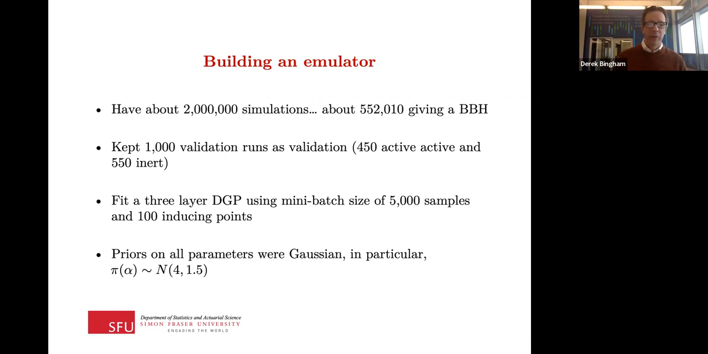We went up to 1,000 inducing points and didn't do a whole lot better. So we actually did a little bit of investigation on that. And the priors on all parameters were Gaussian, in particular for alpha. We had this normal(4, 1.5).